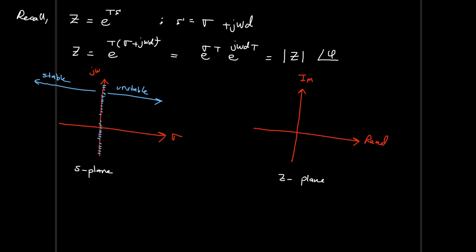So at the j omega axis, this means that sigma is equal to 0. So this implies that the amplitude of the z is equal to 1. So now the j omega axis is mapped to be a unit circle. So this is the unit circle which maps the j omega axis.